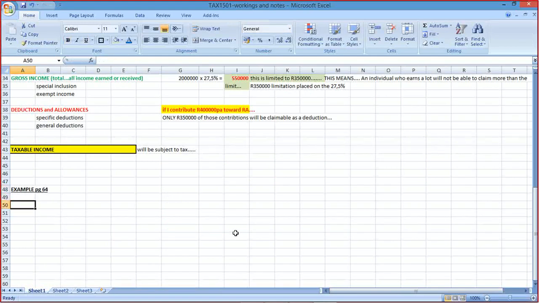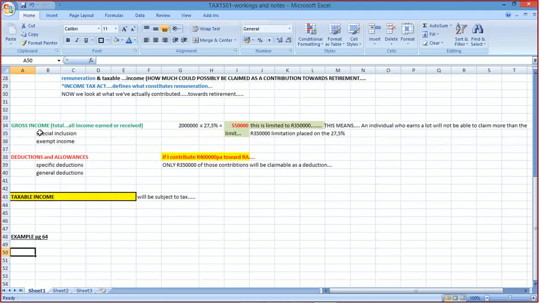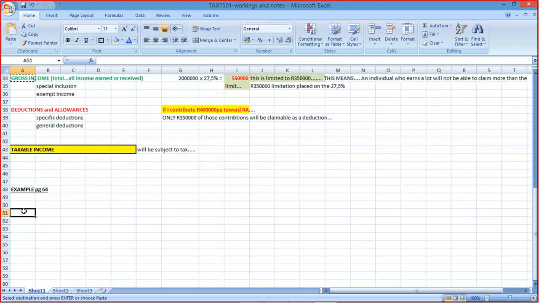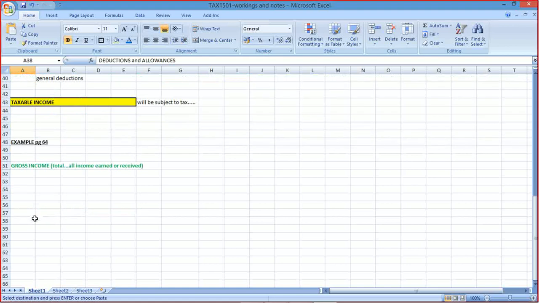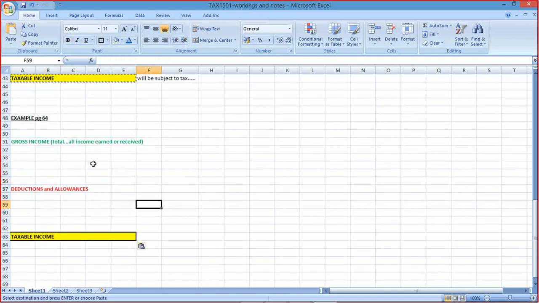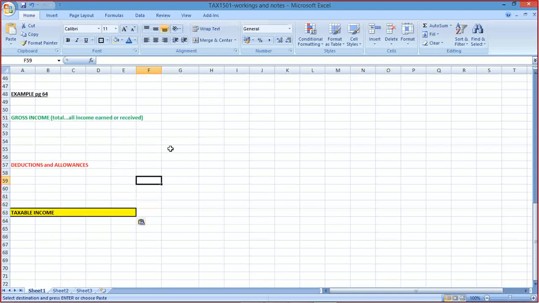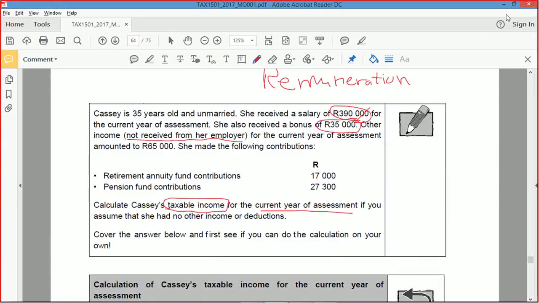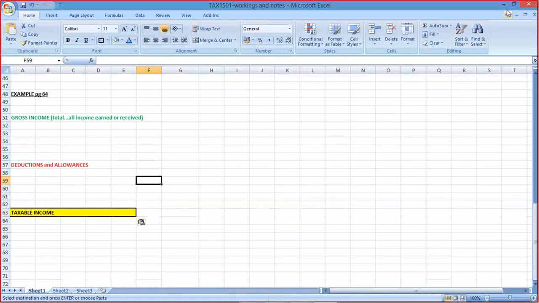Okay, so what did we just look at? We spoke about the format. Do you agree format doesn't change, right? Yeah. Okay, so I'm going to have a format like this. I'm going to have gross income, I'm going to have deductions, I'm going to have taxable income. Okay, this is how I would lay it out if this was an exam. Okay, let's go back to the question. Let's read it.